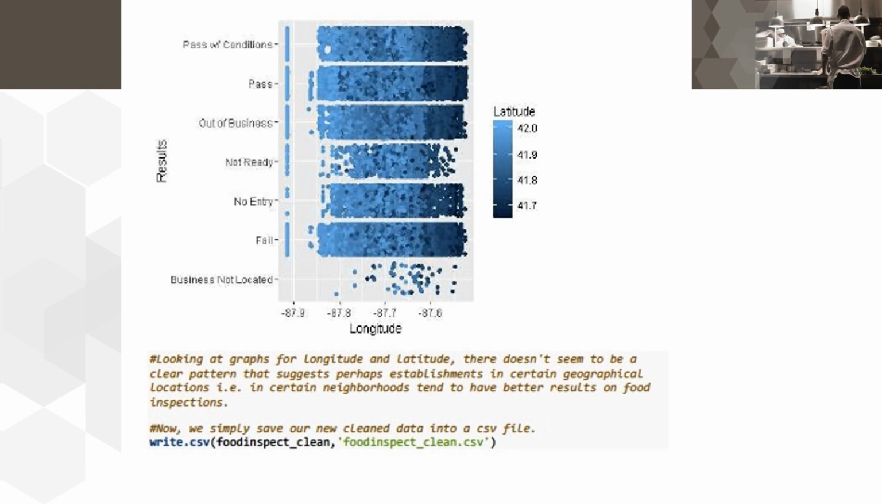So looking at the graphs for longitude and latitude, there didn't seem to be much of a pattern that suggested that establishments in certain areas would test a certain way, like certain neighborhoods having a worse score.